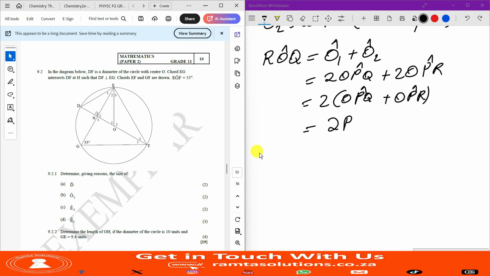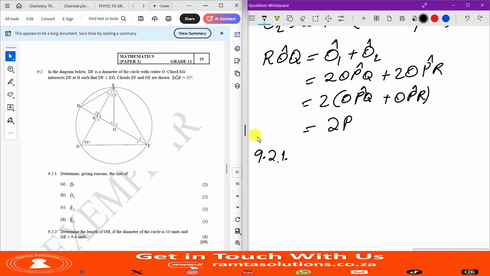Let's proceed. 9.2. In the diagram below, DF is a diameter of the circle with the center O. Chord EG, where is it? I see it. Chord EG intersects DF at H, such that DF is perpendicular to EG. Chords EF and GF are drawn. Angle EGF, where is it? It's this one here, is 55 degrees.